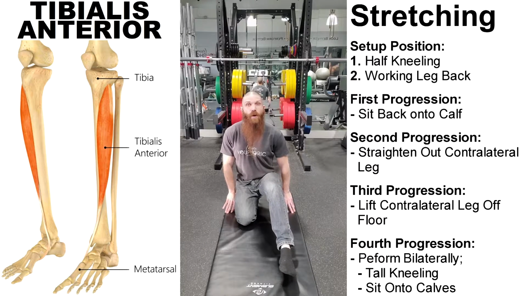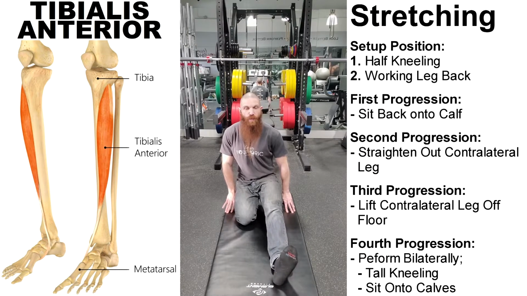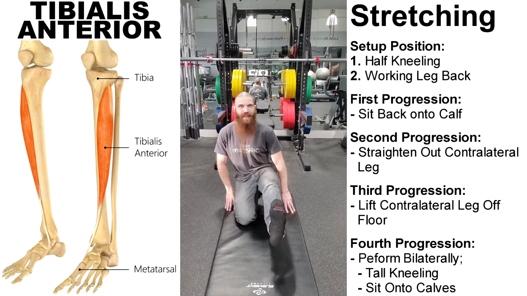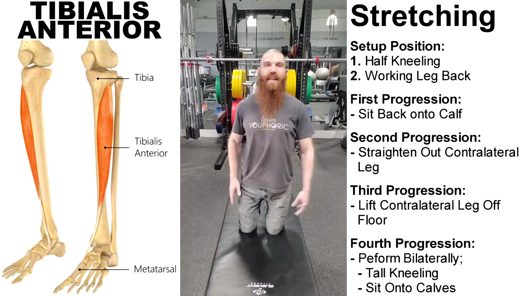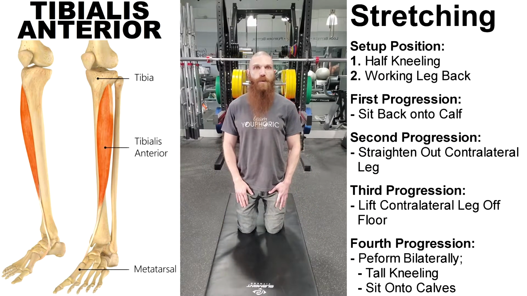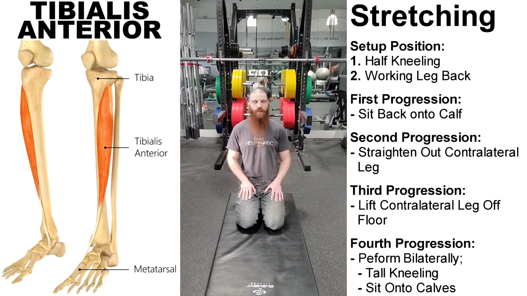Then, if this is easy, we can progress it by straightening out the legs, so we have a little bit more weight on the back leg. If this is still too easy, we can elevate the leg. And lastly, if this is still too easy, what we can do is go ahead and get into a tall kneeling position, and do this bilaterally by sitting down onto the ankles. But those were the 4 progressions for the myofascial stretching exercises for the anterior tibialis muscle.